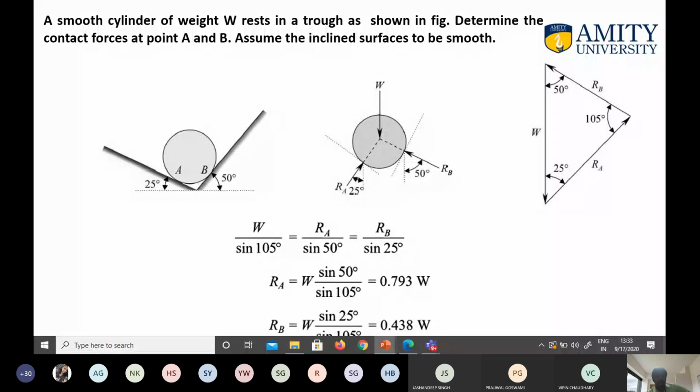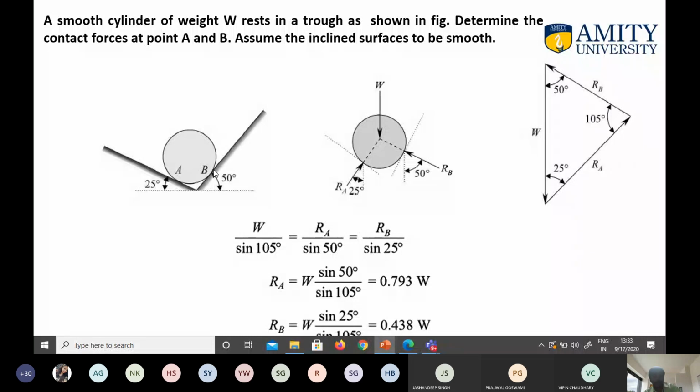The question is clear to you? A sphere or this cylinder, we can say sphere also, we can say cylinder also. Cylinder of weight W rests in a trough. Determine the contact forces, or the reactions, because I have already told you what reaction is. They are the self-adjusting forces which come into action when two bodies are in contact. So this is the cylinder which is in contact with the surface at point A, and this is the point B for this ball. So now we will be calculating the contact reactions A and B.